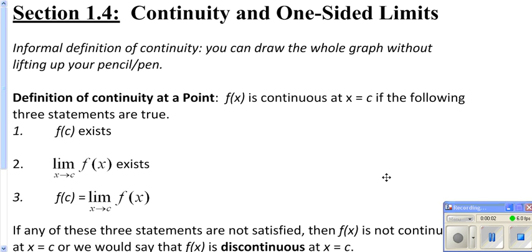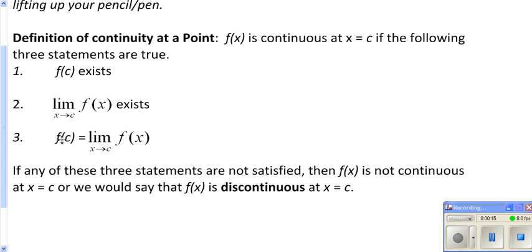Continuity and one-sided limits. The informal definition of continuity is that you're able to draw the whole graph without ever lifting up your pen or pencil. The technical definition is that for it to be continuous at a point, it needs to be defined there, so f of c needs to actually exist and be a number. Your limit as you approach c from each side has to exist. And the third one says the first two have to be equal to each other.